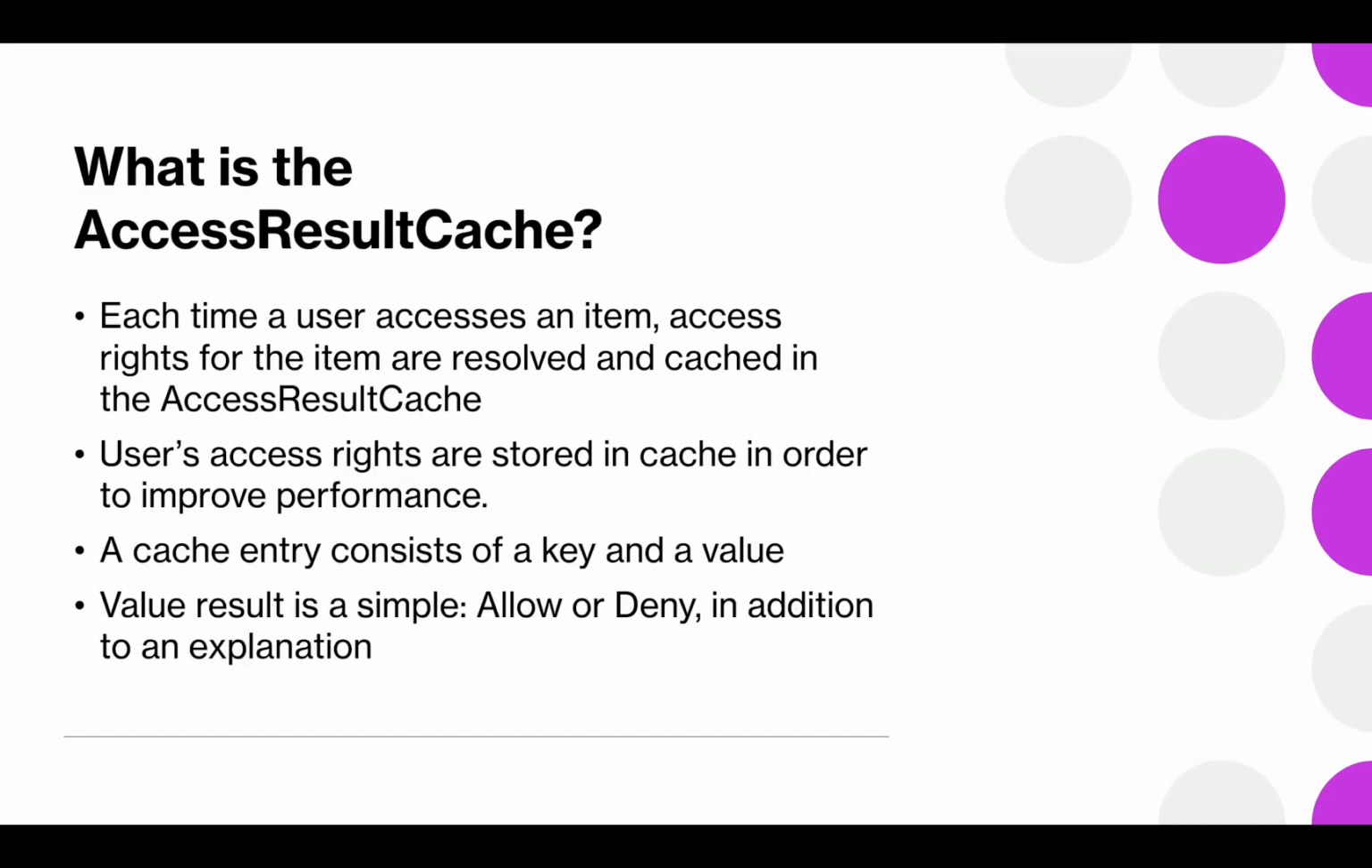So what is the access result cache? Each time a user accesses an item, access rights for the item are resolved and cached in the access result cache. Users' access rights are stored in cache in order to improve performance. This way, Sitecore doesn't have to resolve the security rights each time an item needs to be accessed. A cache entry consists of a key and a value. A value result is a simple allow or deny. In addition, there's an explanation why the result is an allow and why the result is a deny.